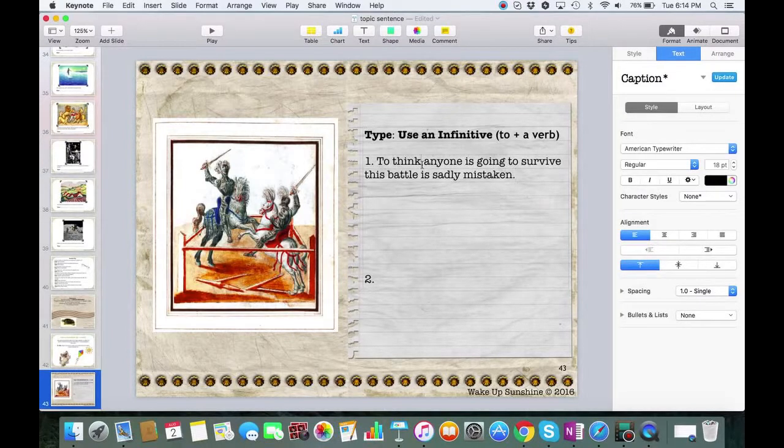And my infinitive is to think. I got the word to followed by an action, which is think. Now it's your turn to go ahead, take a look at the picture, and try to come up with an infinitive topic sentence, and we will move on from there in our next course.